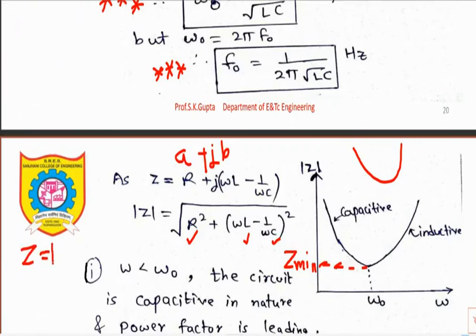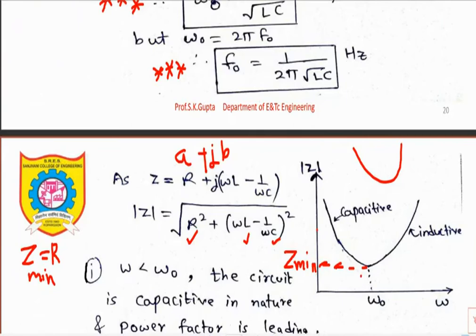So this is the condition for resonance and this value is minimum. As you can see here, for all other frequencies, Z is having somehow larger value than this Z minimum. This value is greater than this value, right? So at resonant frequencies, Z is minimum value.